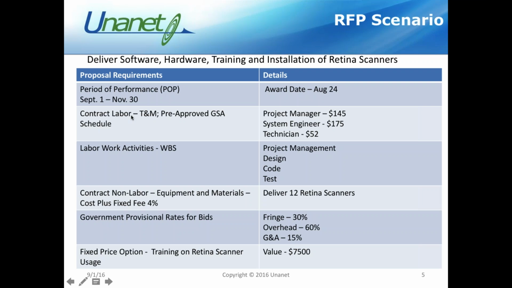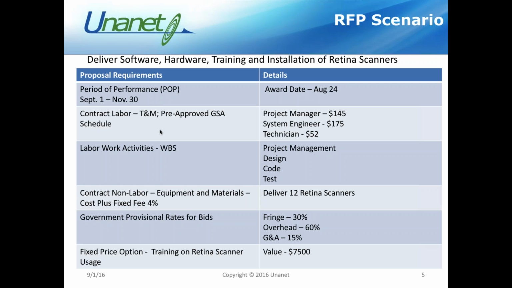The labor part of this RFP is required to be time and materials, and it's based on a pre-approved GSA schedule, so we're assuming this is a government contract RFP. I've already negotiated my GSA schedules with billing rates for those labor categories. For a project manager, I'm able to bill out $145. For a systems engineer, I can bill out $175, and for my technician, I can bill out $52. That's already set up and contracted with the GSA schedule.